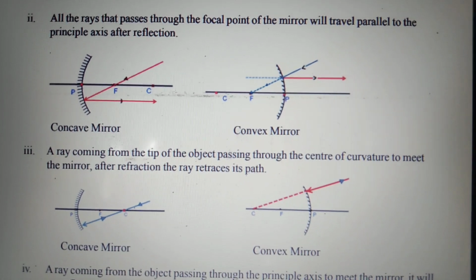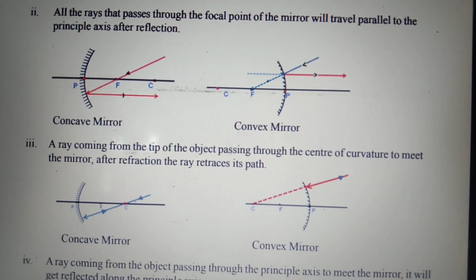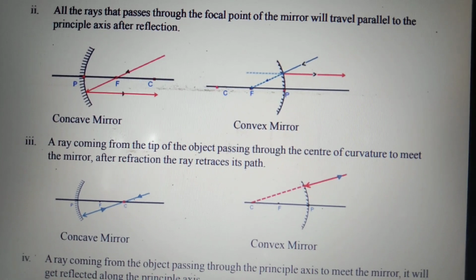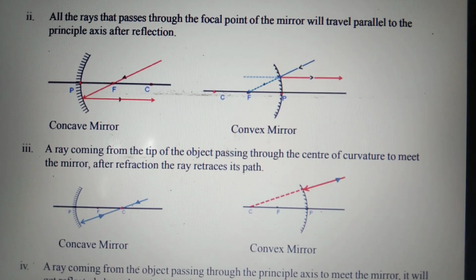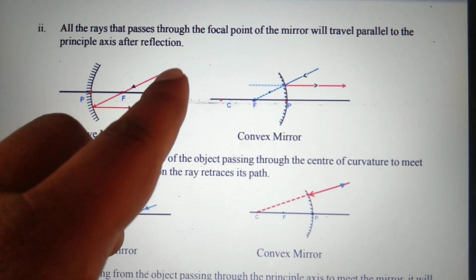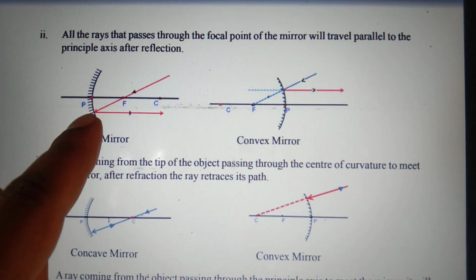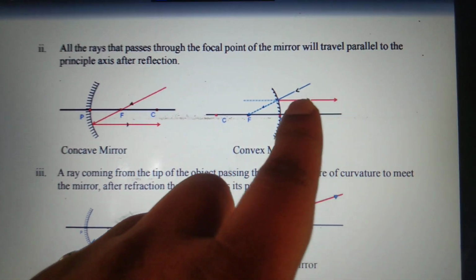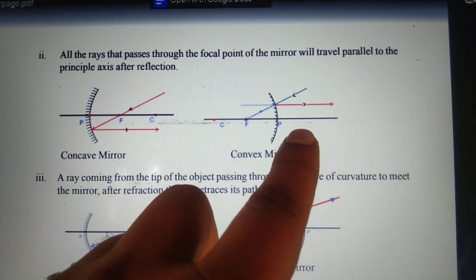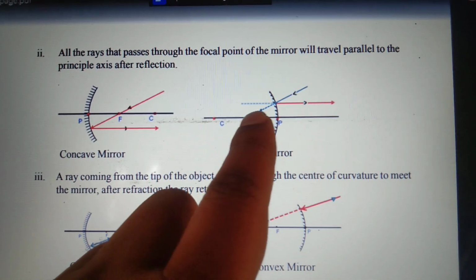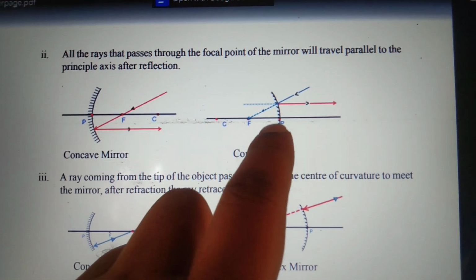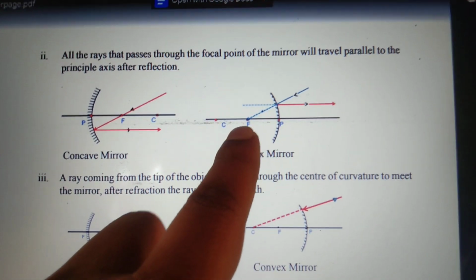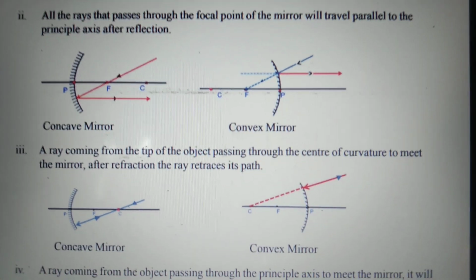Coming to rule number 2, all the rays passing through the focus of a mirror will travel parallel to the principal axis after reflection. See children, if a ray of light passes through the focus, after reflection it becomes parallel to the principal axis. Here also, for a convex mirror, if a ray is directed towards the focus, after reflection it becomes parallel to the principal axis.